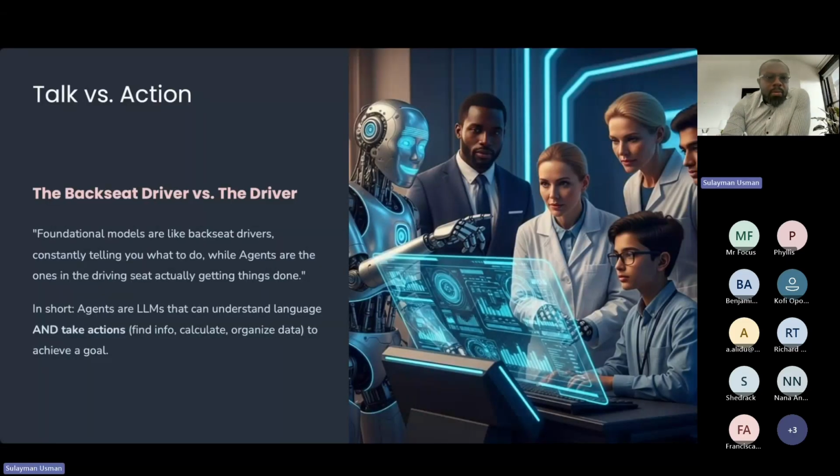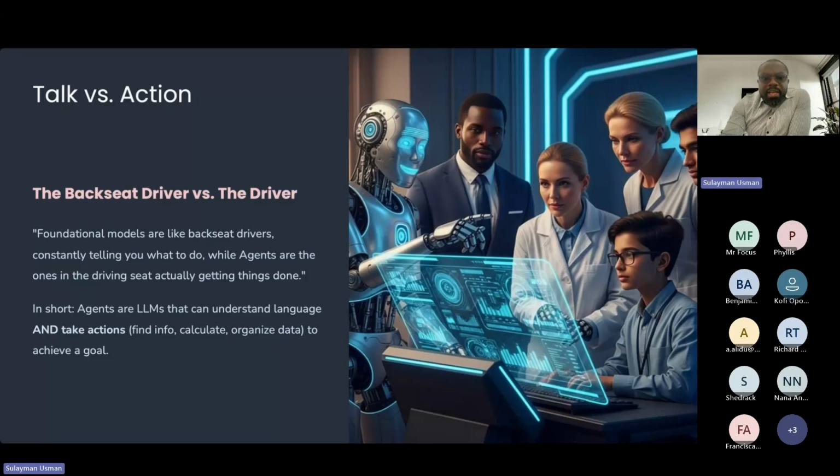Now I want to talk about agents. We have the backseat driver and also the driver. What is the backseat driver? It's basically the brain of the agent. That's the LLM behind the agent, the foundational models. They are the backseat drivers.